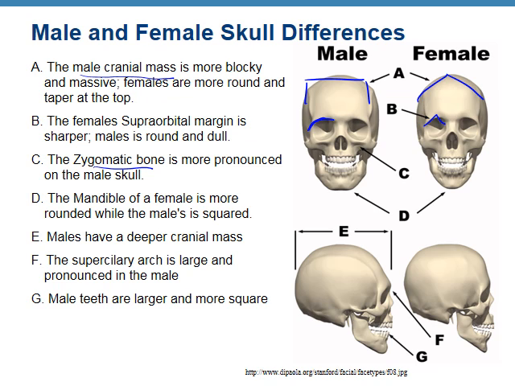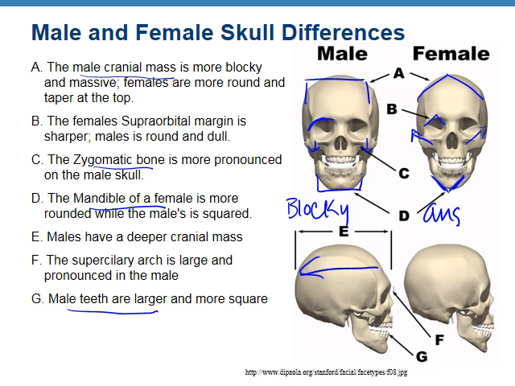Zygomatic bone, these are your cheekbones, right? So in the male skull, they stick forward, they kind of jut out, where the females have more of an up angle. The mandible of the female is more round. Again, it comes to a point where we can see the males is a little bit more blocky. Males have a deeper cranial mass. No, it doesn't mean they have larger brains, right? There's just more space from beginning to end. Male teeth are usually also more square. So what are some general characteristics we could say just by looking at this one slide? This is more of a blocky shape if you're male, and this is more of an angular shape.